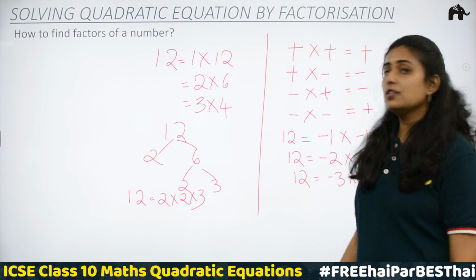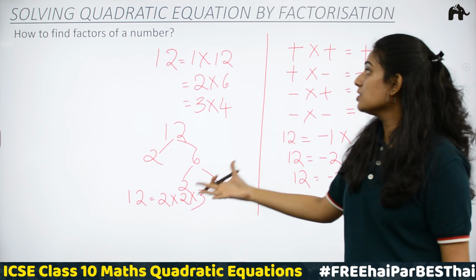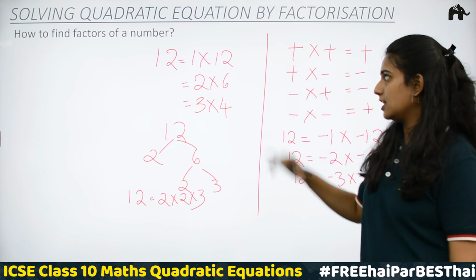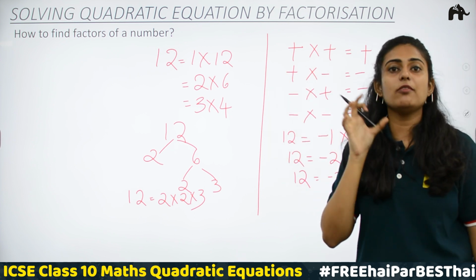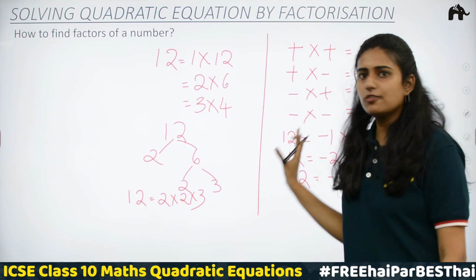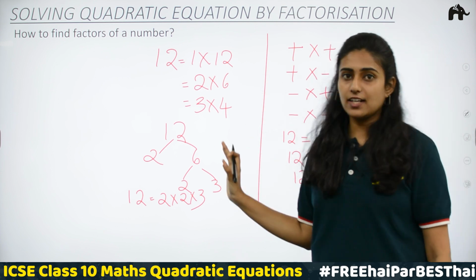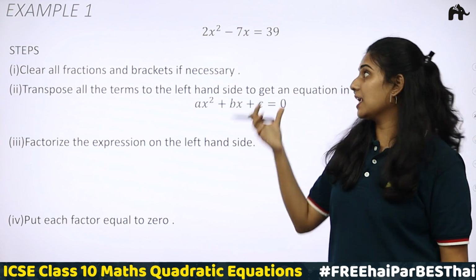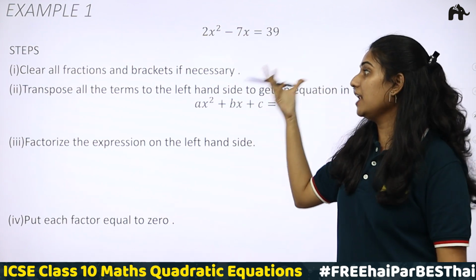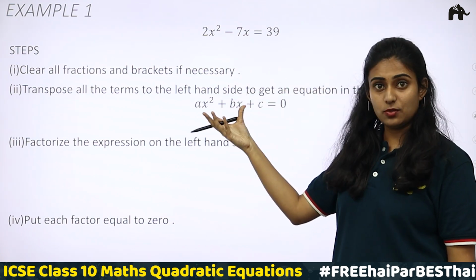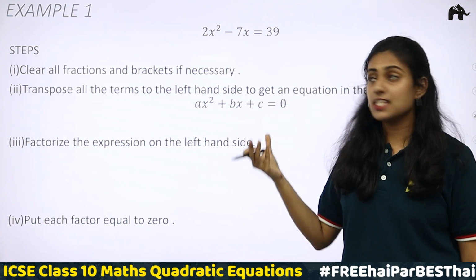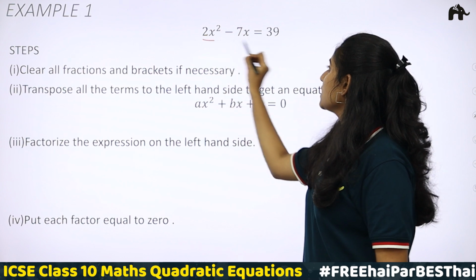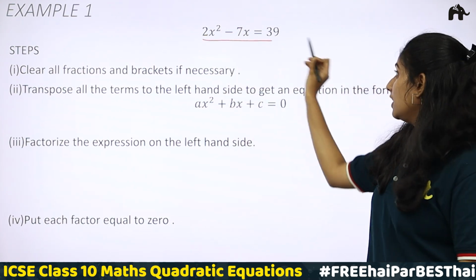Clear? So we will take some examples how to solve quadratic equations using the method of factorization. For that, the basic thing, you have to know what factors are. Now you know what factors are. You know how to find the factors of numbers. Yes? We know how to find factors of a number. With this example, I will explain how to solve a quadratic equation and find the value of x using the method of factorization. Here, we have 2x square minus 7x is equal to 39.